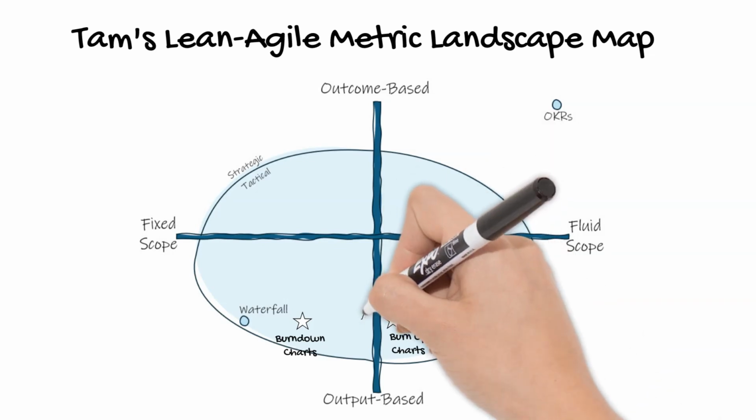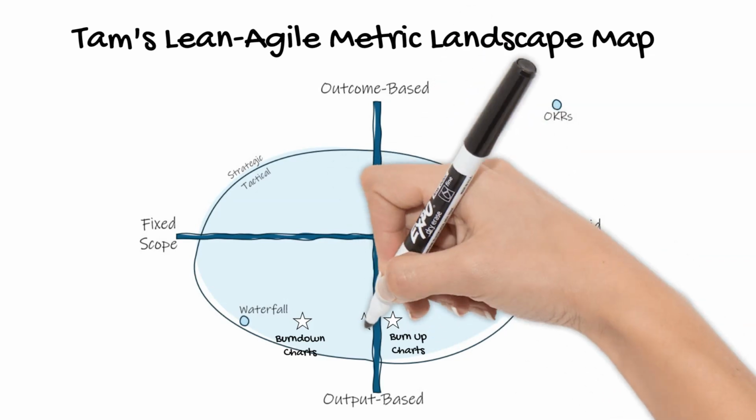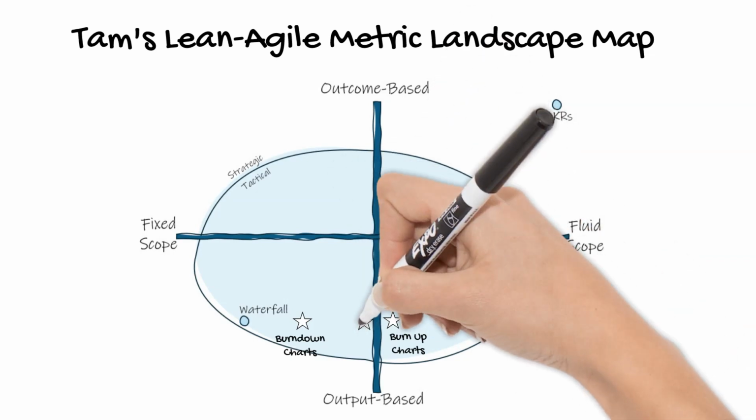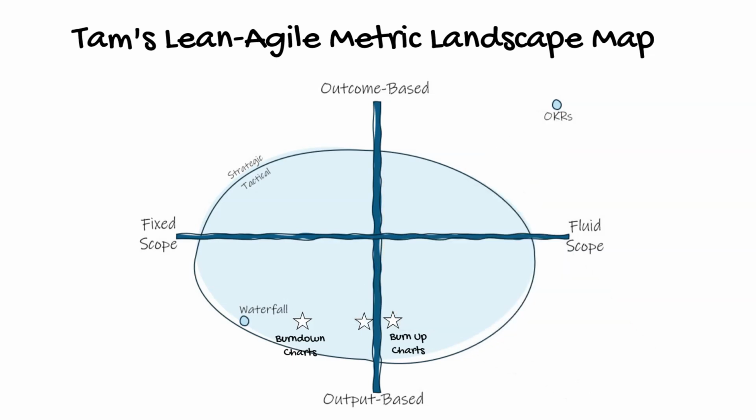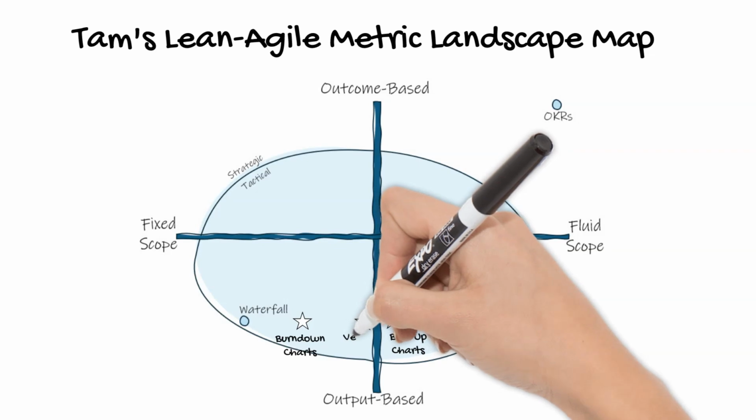Velocity is an output-based metric. It is not useful for outcomes or measuring strategy. It can be useful in order to help determine between choosing certain scope or other scope because now you can use it for forecasting. But other than that, it is predominantly an output-based metric.